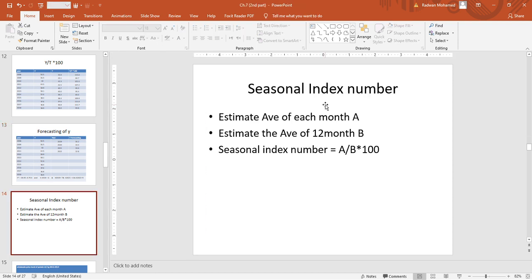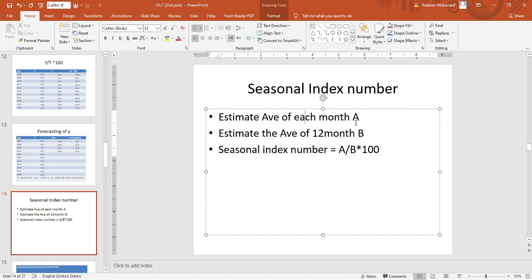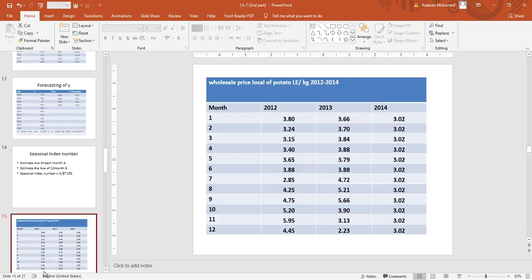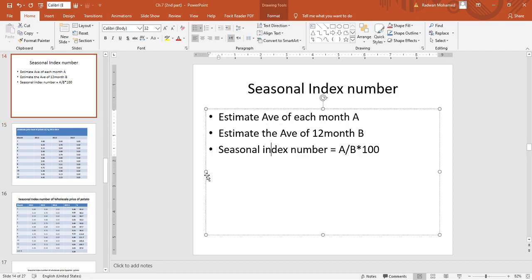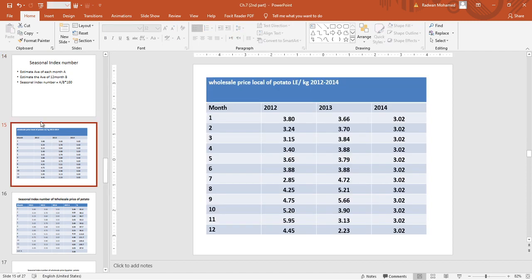Okay, here is another calculation. It's called the seasonal index number. For instance, if I want to estimate the average of each month, which is A, and estimate the average of the 12 months, which is B, the seasonal index number is equal to A over B multiplied by 100. Let's go further bit by bit. Here it's very easy if I want to estimate the average and so on. So let's move on.